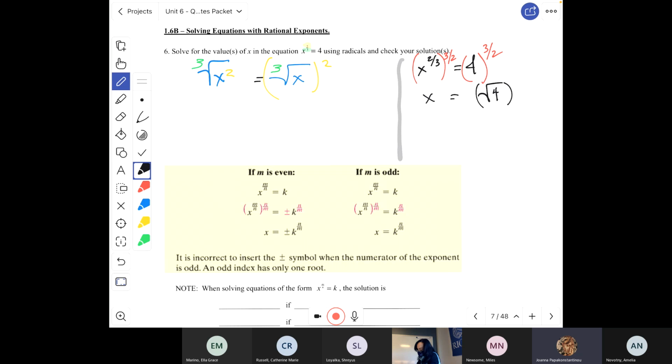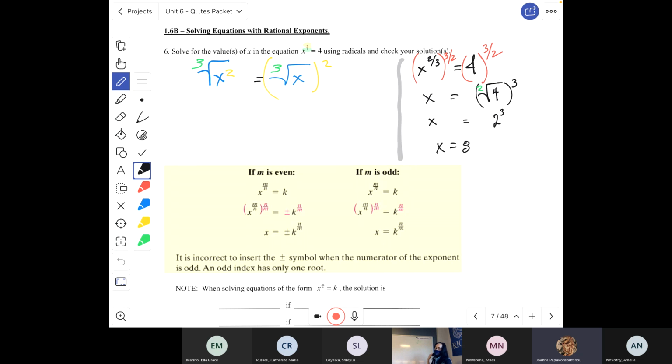Raised to the 3rd power. Does everybody see that? The root index again becomes, in this case, 2. And then we have the 3 on the outside. So what is the square root of 4? 2. And if we cube that, what is x going to equal? x is going to equal 2 times 2 times 2, which is 8.